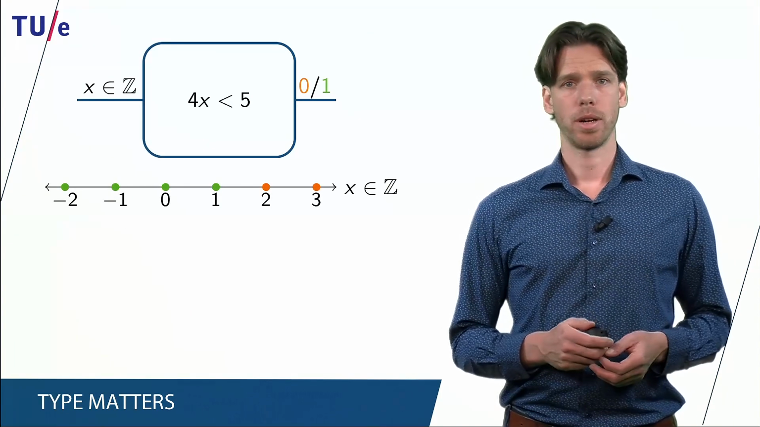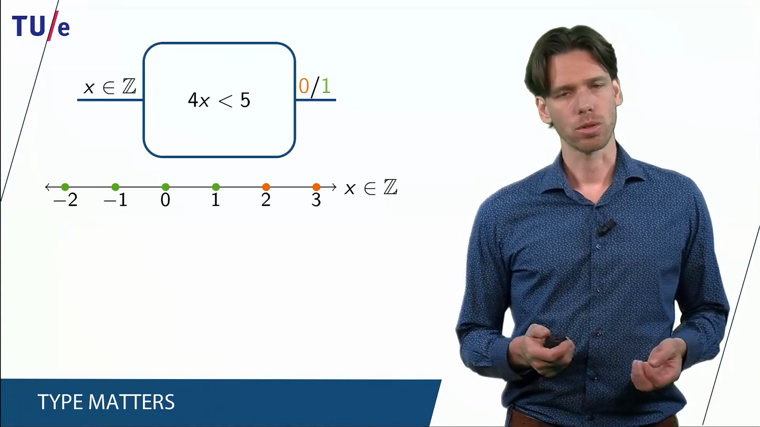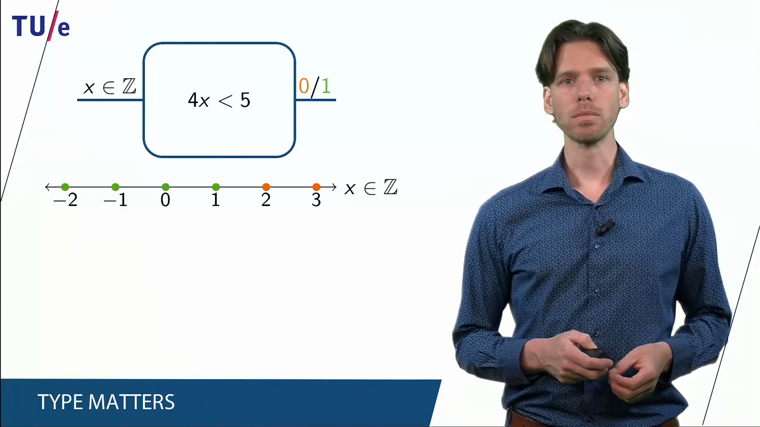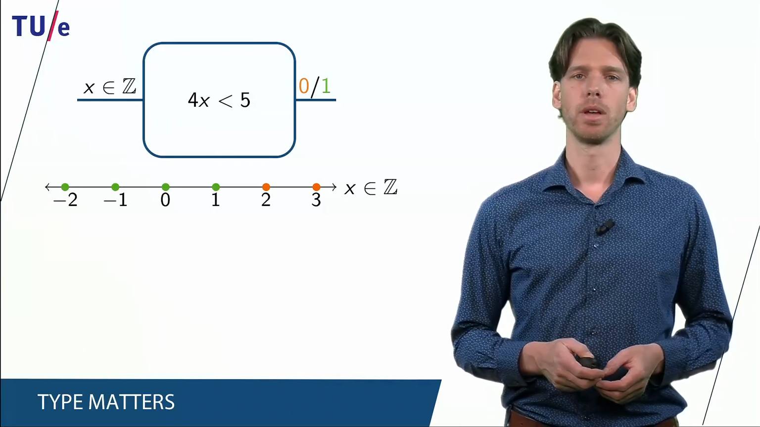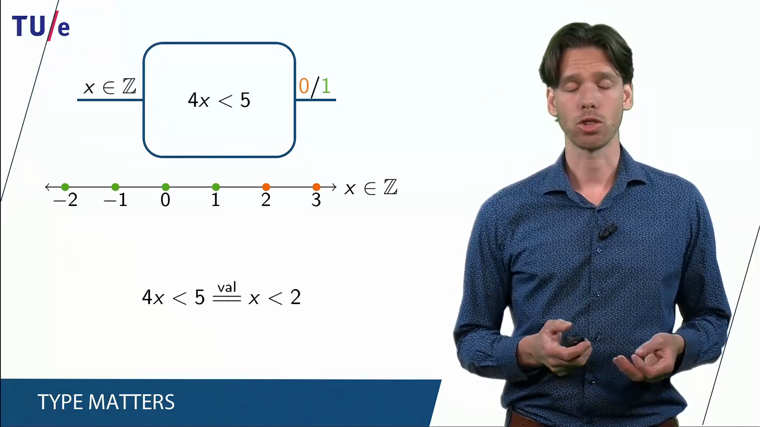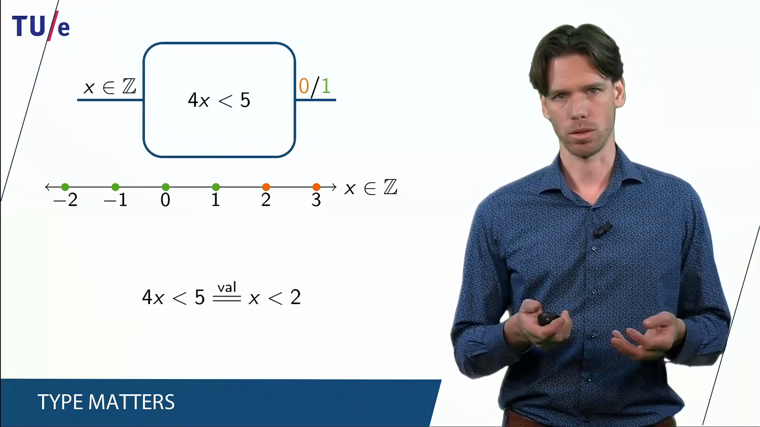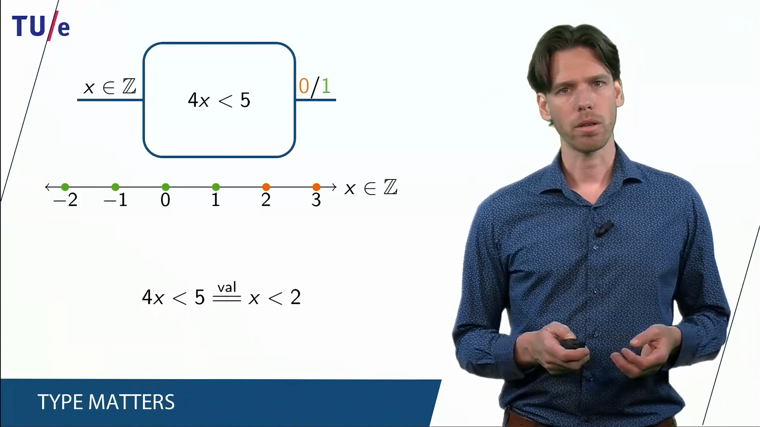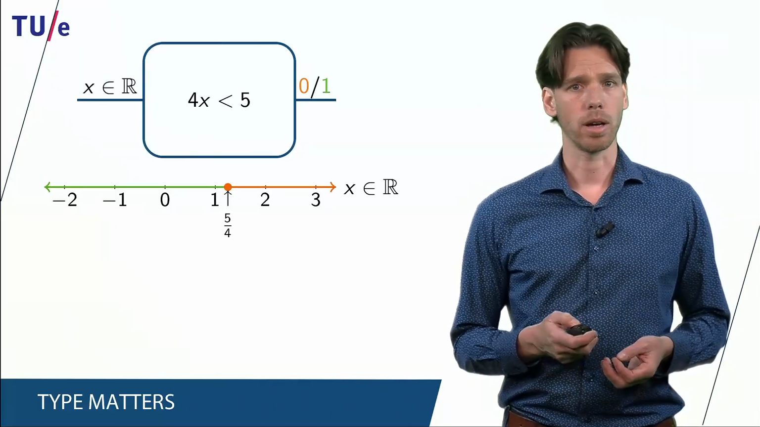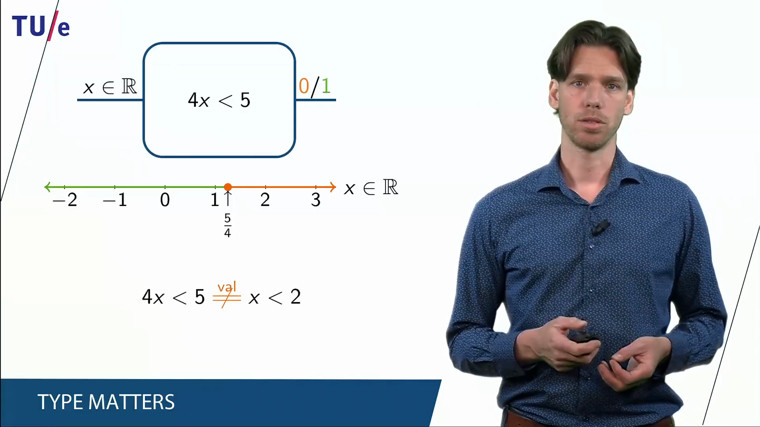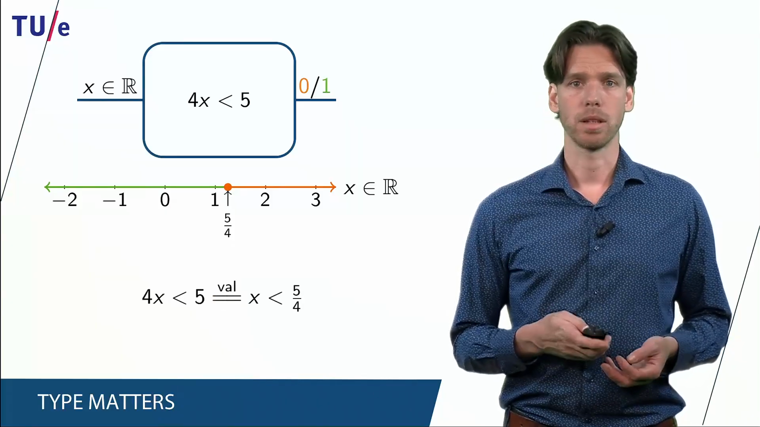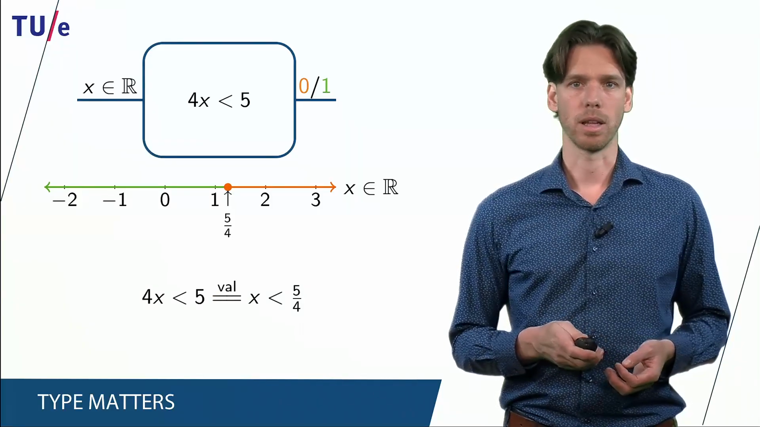To illustrate that the types of variables in predicates are important, and also to illustrate the notion of logical equivalence, let us return to the example with which we started the lecture. We consider the predicate 4x less than 5, assuming that x is an integer. In that case, the predicate 4x less than 5 is actually equivalent to the predicate x less than 2, as you can also see from the graph. On the other hand, if we assume that x is a real number instead of an integer, then the predicate 4x less than 5 is not equivalent to x less than 2, as you can see again from the graph. But the predicate 4x less than 5 now is equivalent to the predicate x less than 5/4.